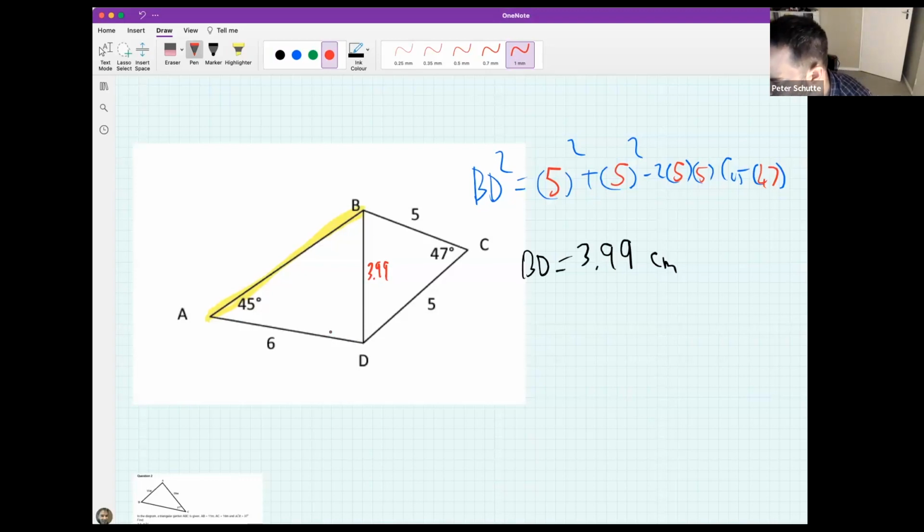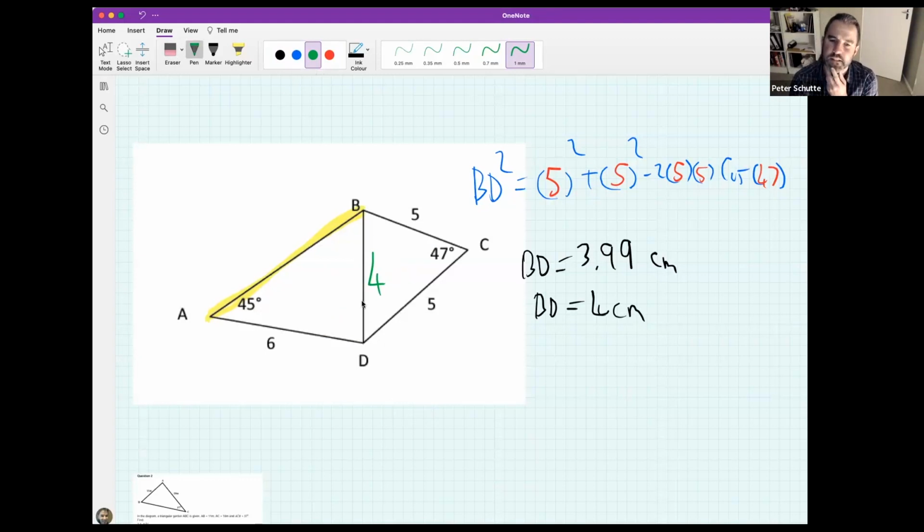Any ideas of where we go off? Should we just, you know what, everyone, I'm going to make an executive decision. Let's round off BD to be 4. It's just going to work out more easily. I know technically it should be 3.99, but I'm going to use my teacher powers for good and make it 4. So now, who has some ideas about where we go from here?